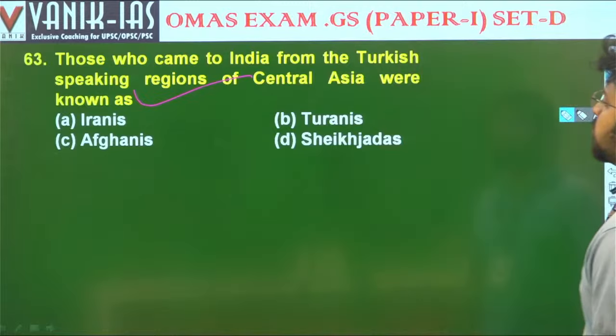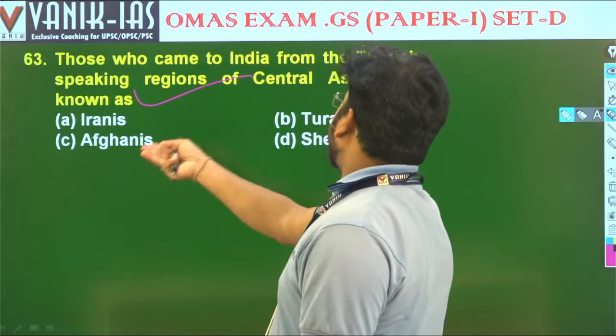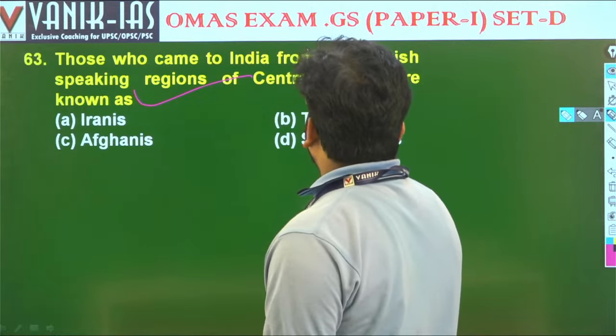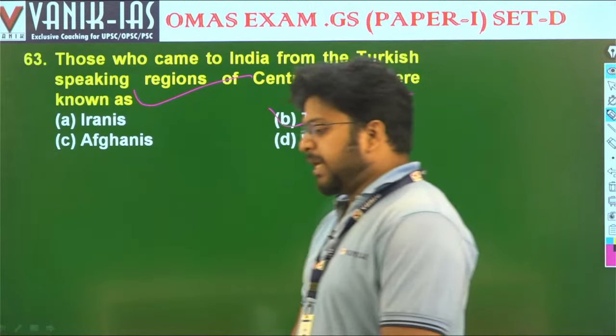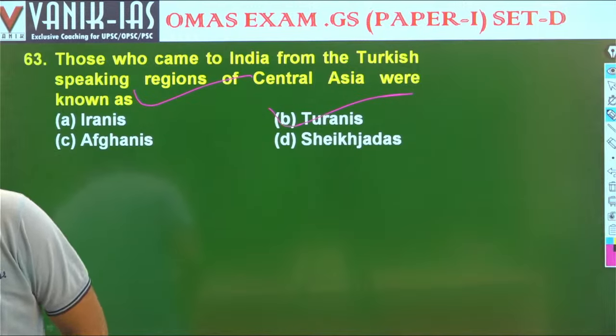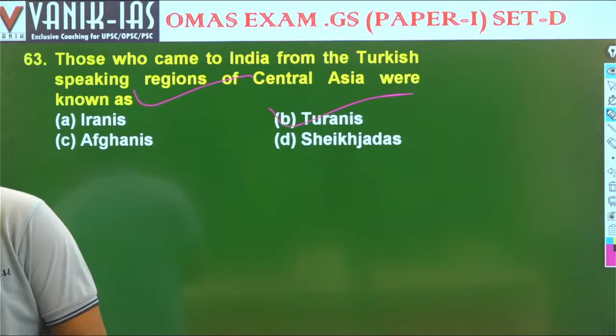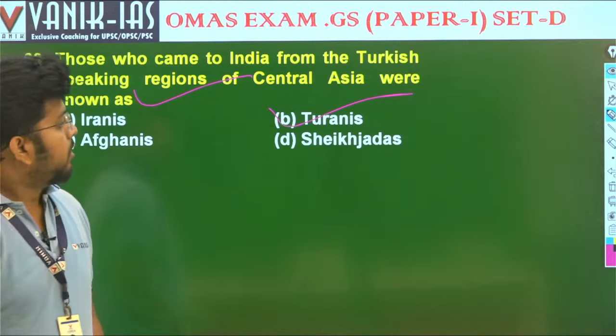Then who came to India from Turkey? Iran is Iran. Afghanistan is Afghanistan, right? Saiyids or Turanis. Turanis are from Turkey, right? So B is the answer. Turanis are from Turkey. Next question we will see.